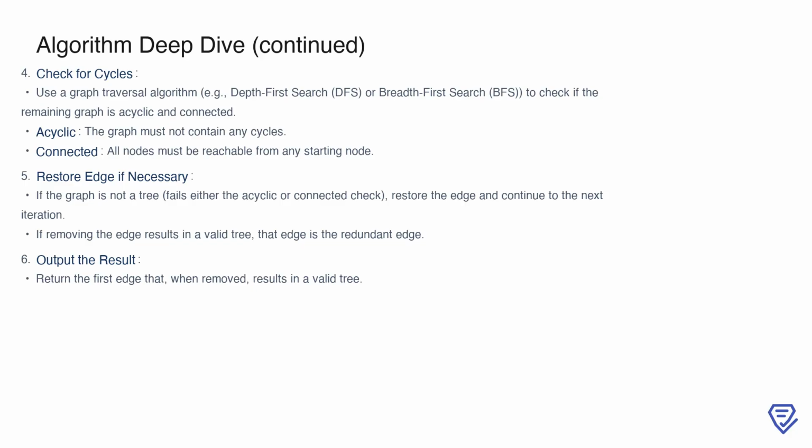If the graph fails either the acyclic or connected condition, it means removing this edge did not resolve the issue, so we restore the edge and move to the next one. However, if removing the edge makes the graph a valid tree, then that edge is the redundant one. Finally, we return the first edge that creates a valid tree when removed, which satisfies the problem's requirements.